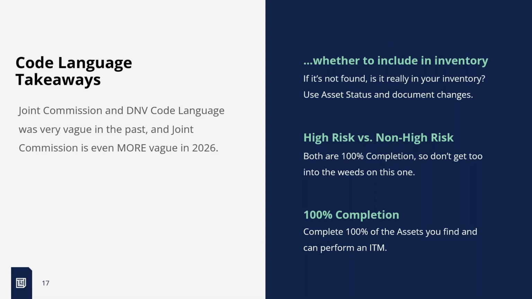But the key here is whether or not to include it in the inventory, whether or not it's found. I recommend using your asset status to track that information. High risk versus non-high risk. Again, pointing out both have 100% completion rate. You need to report on both of them. You do need to report on them separately, so you still want to make sure you're scoring those, and then showing your completion rates for high risk versus non-high risk.